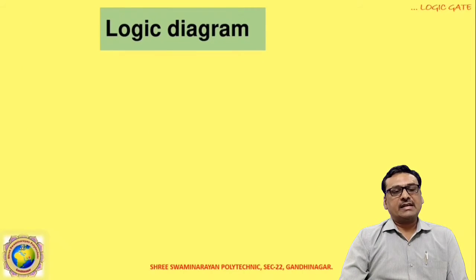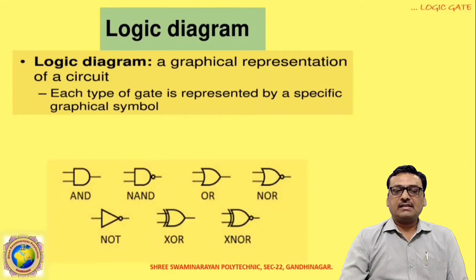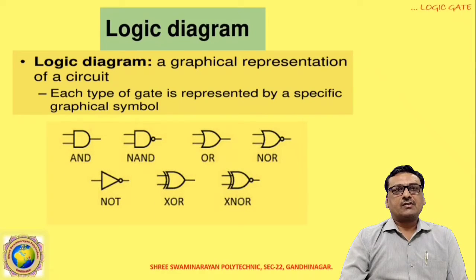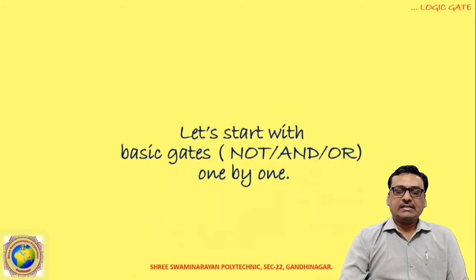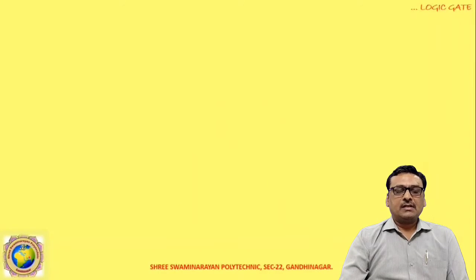Our 7 gates have different logic diagrams. A logic diagram is a graphical representation of the circuit, and each type of gate is represented by a specific graphical symbol. These are the symbols shown in the figure: AND, NAND, OR, NOR, NOT, XOR and XNOR. These 7 will be discussed one by one. Let's start with the basic gates NOT, AND and OR. In this lecture we only discuss the basic gates. So let's start with the NOT gate.